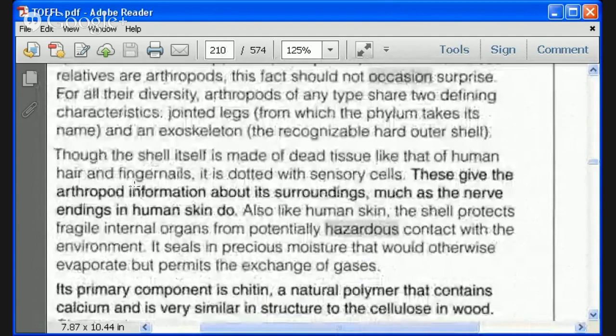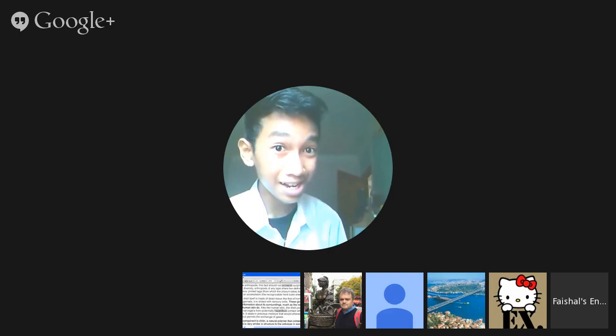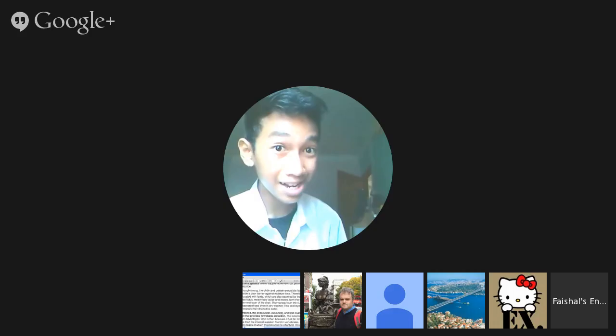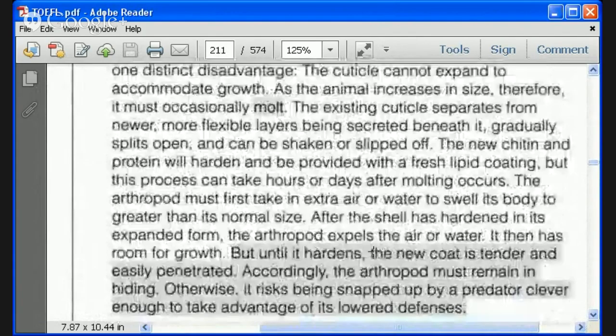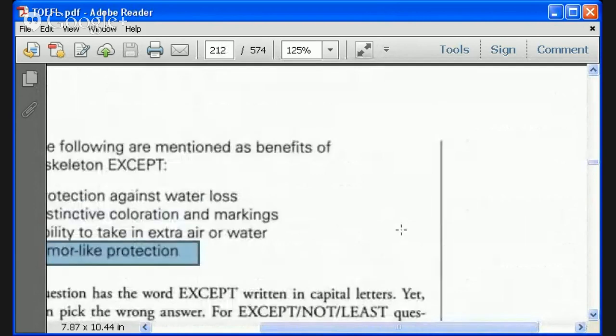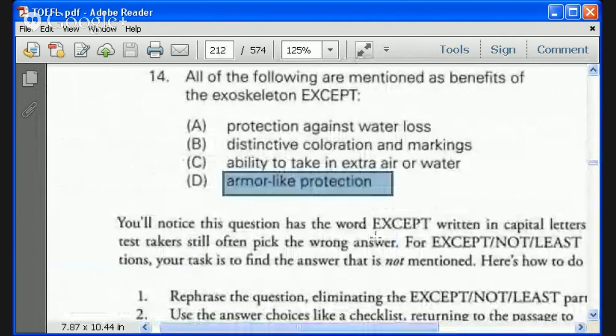Okay. Second page. Let's see. Sorry, I looked at the wrong thing. Okay. It's okay. That's this paragraph. This arrangement allows supple movement to provide armor-like protection. I don't know where you're seeing it. These arrangements allow supple movement but provide armor-like protection. Those are the last sentences of that paragraph. Do you see that? No, but I'll take your word for it. Okay. Well, it's there. I can't find it, but you did. Okay. Rather than waste time, because I'm slow.